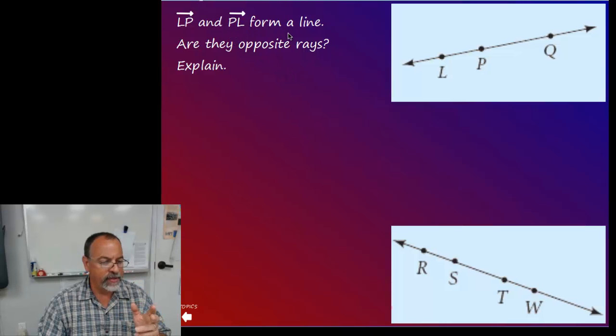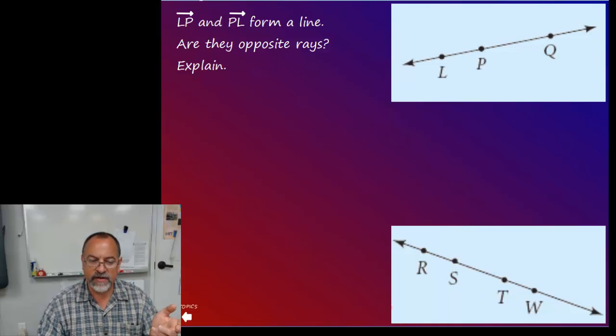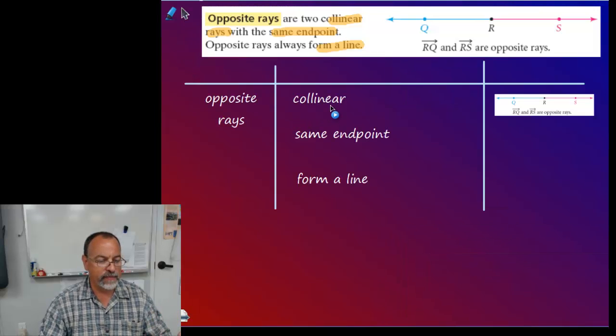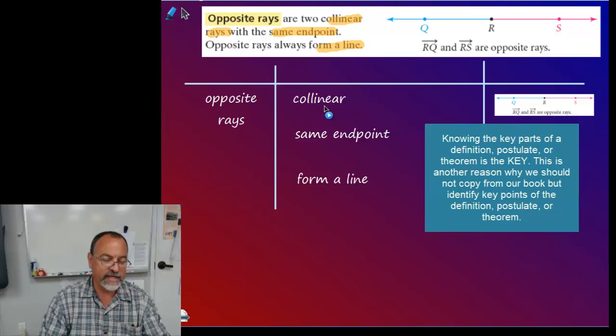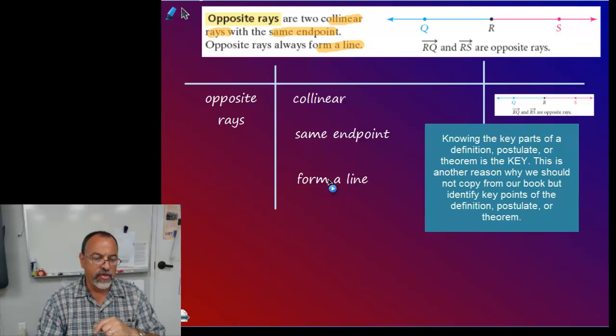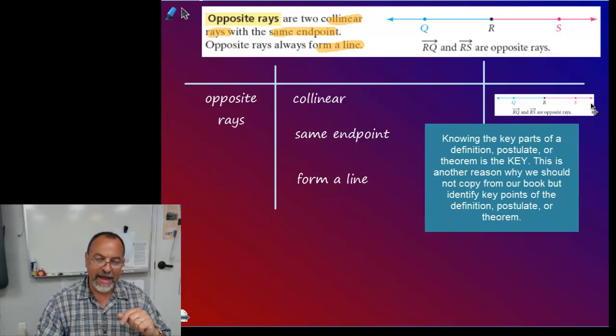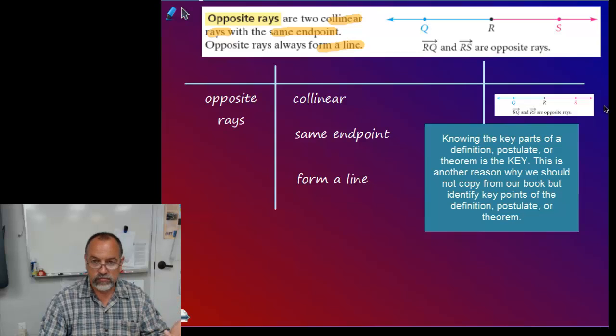Okay, ray LP and ray PL form a line. Are they opposite rays? So what I have to do is think about what's the definition of opposite rays. The definition of opposite rays has 3 points to it. The rays have to be collinear, they have to have the same endpoint, and they have to form a line. If any one of these 3 things is not true about the question I'm being asked, then they are not opposite rays. So when you're asked, are they opposite rays or are they something, you have to know what the definition is and then see, does the situation meet the scenario?